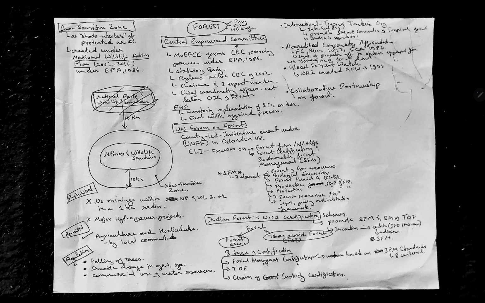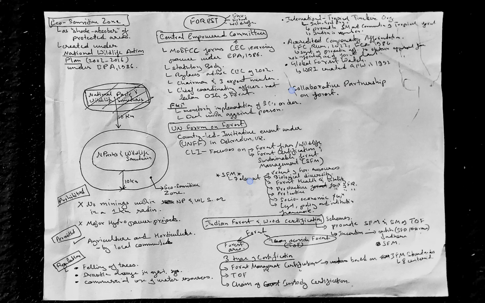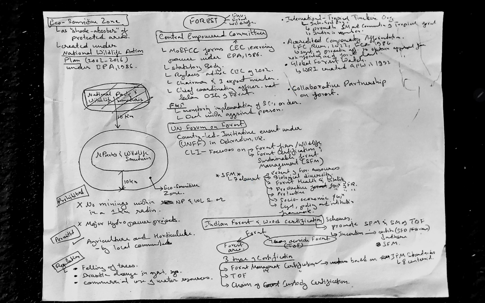What is the function of the CEC? The function of the CEC is to monitor the implementation of Supreme Court orders, and to deal with applications made by an aggrieved person. These are the functions of the CEC. Now move on to the third development, which is from the United Nations Forum on Forests.